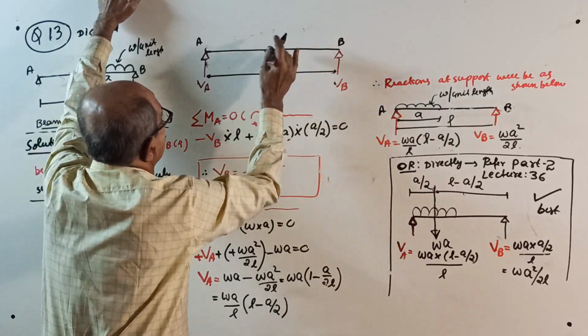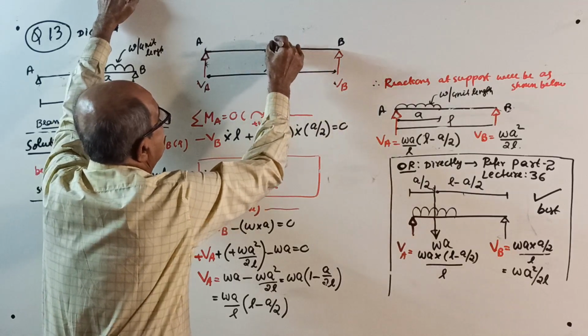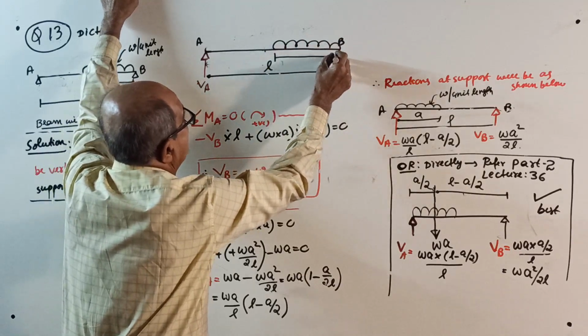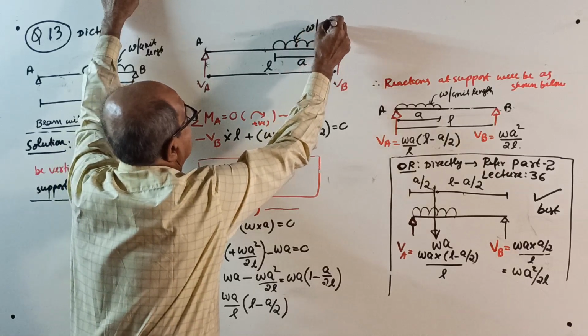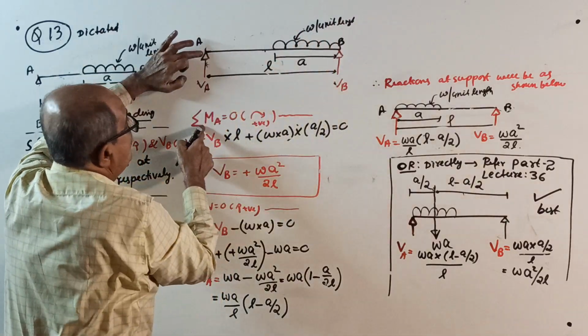See, these rubbings are not allowed actually. You should do once again. This is L, we don't know what length. Some A they told. Okay. This is A. W per unit length. Start. Take moment about A.